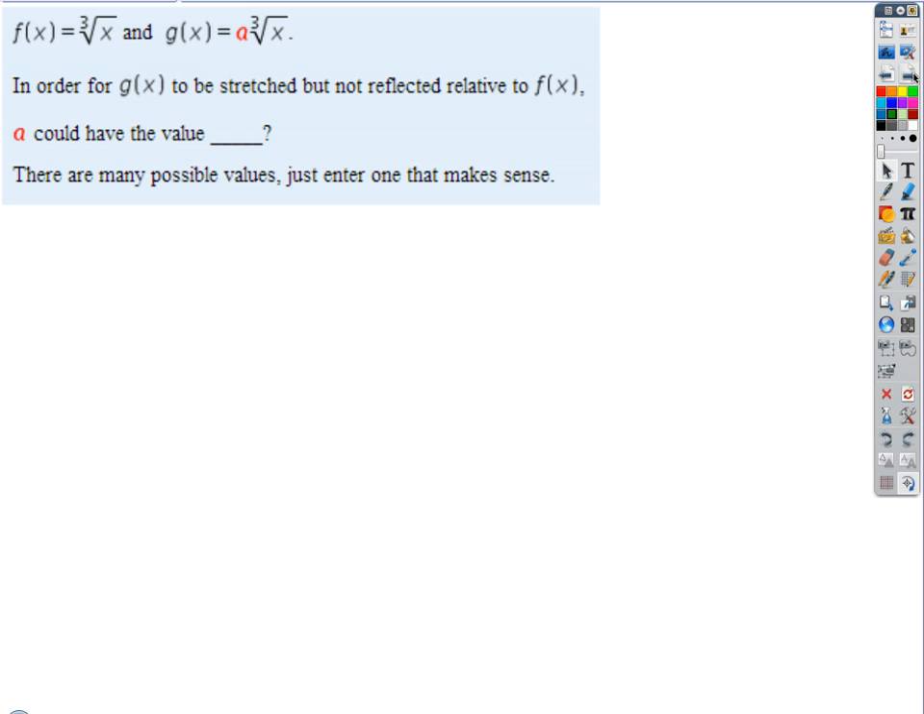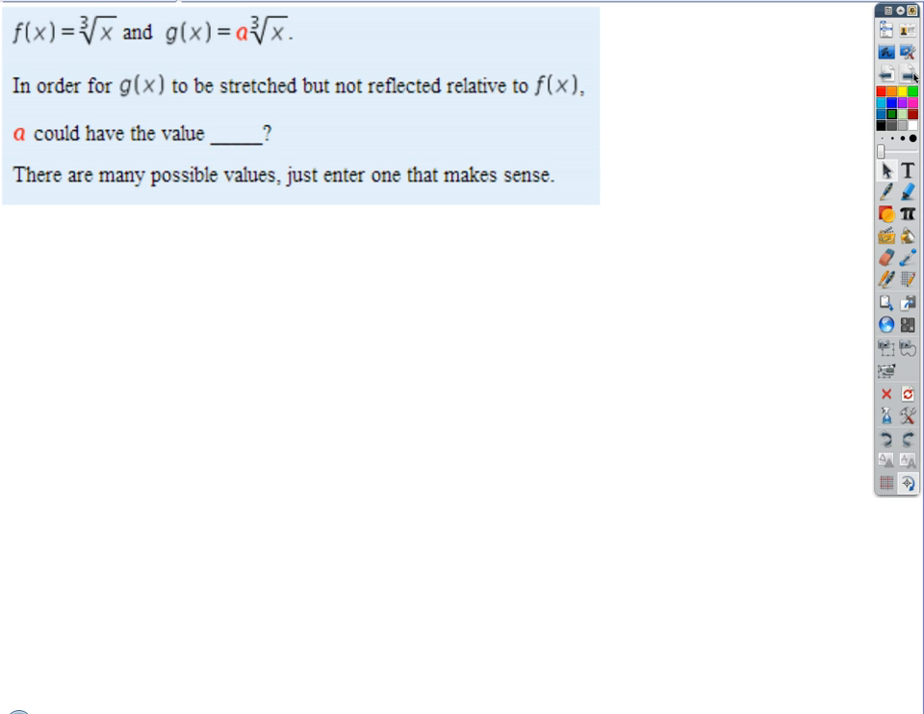So everybody think of one here. Think of an example of a number that would give you a stretched but not reflected function. When you've got a number, raise your hand. Everybody think of one. A number that would stretch but not reflect. Okay. What do you think, Trinity? 4. Yeah, that's a great number. That'll work. What's another one? 5. Any of those would work, right?